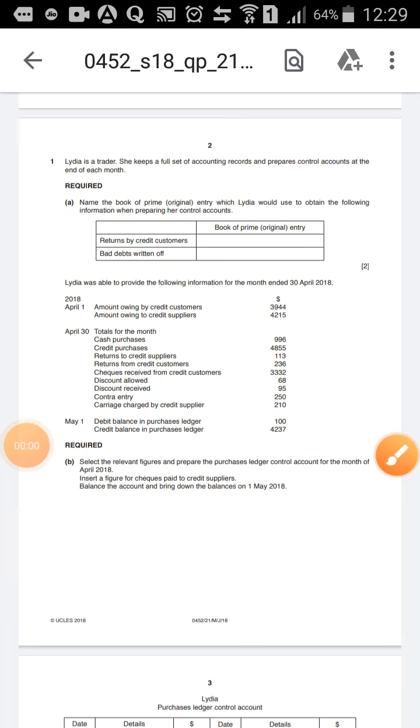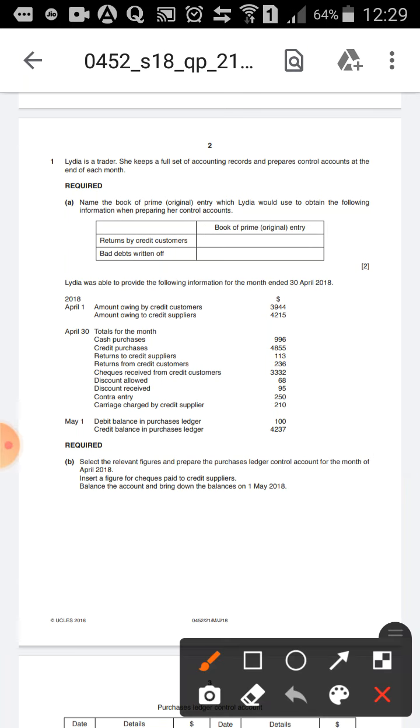Correct. So now we start with the last sum for today, which is the purchase ledger control and sales ledger control thing. Here they have just asked you to make the purchase ledger control. So you need to sort out the figures which relate to purchase ledger control.